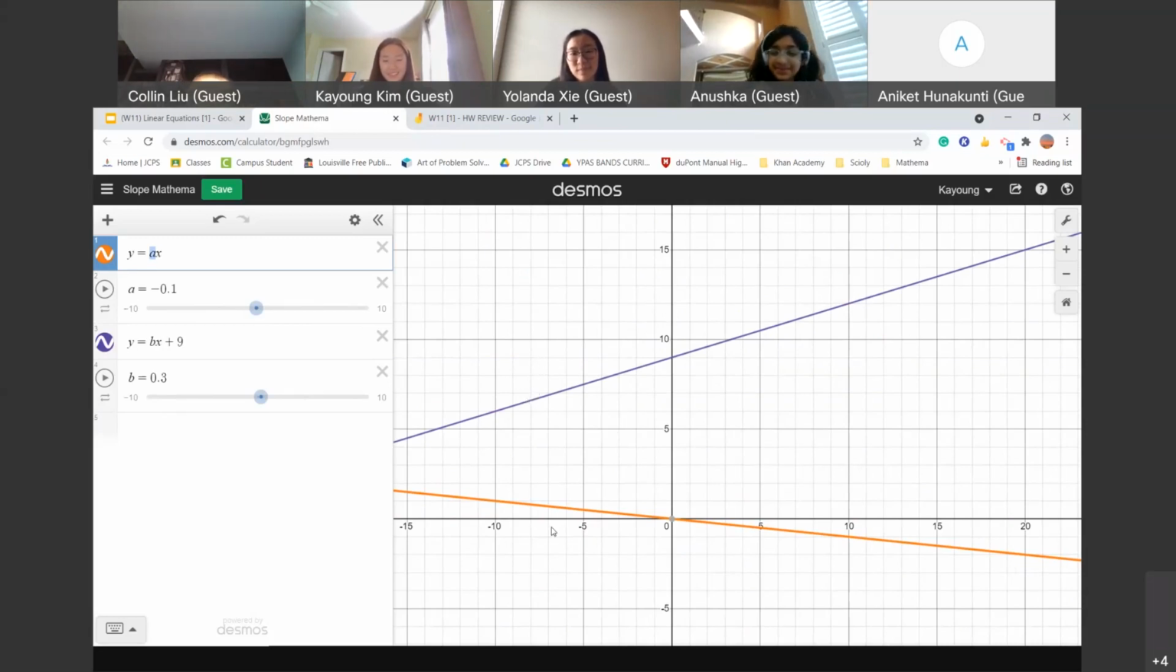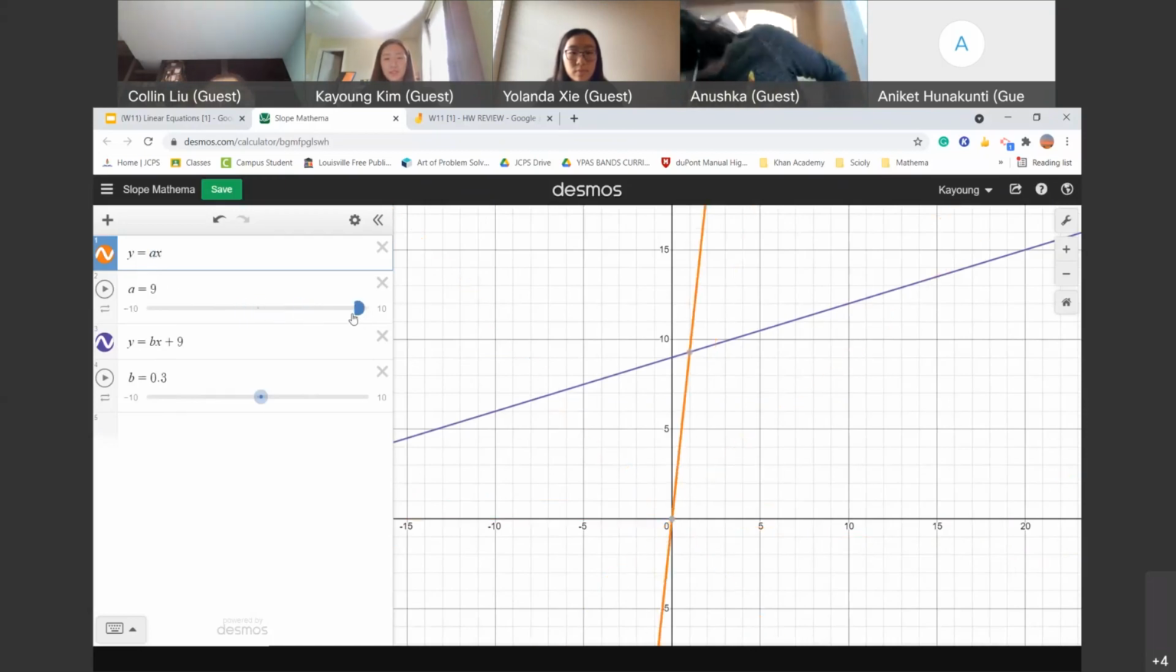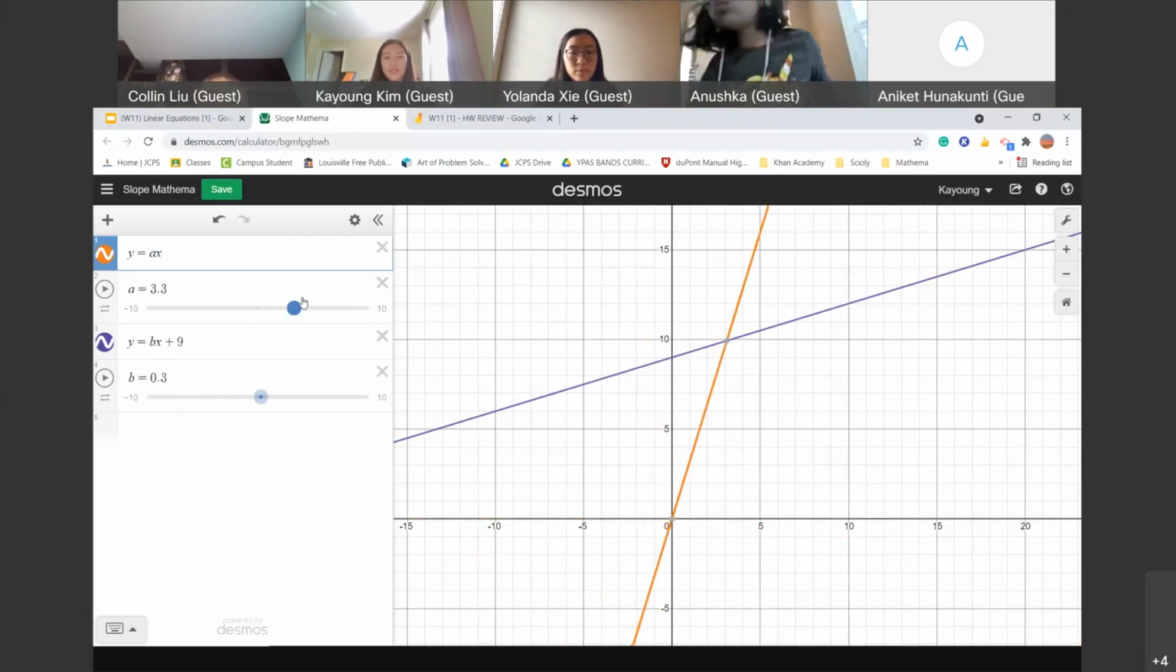Wait, what is the number on the left side of the screen? Like, what is it showing? The A and the B? Yeah. Okay, so they're both slopes. I could have used M instead, but this is the slope. We're looking at how the slope changes. And I said slope is how steep a line is, right?